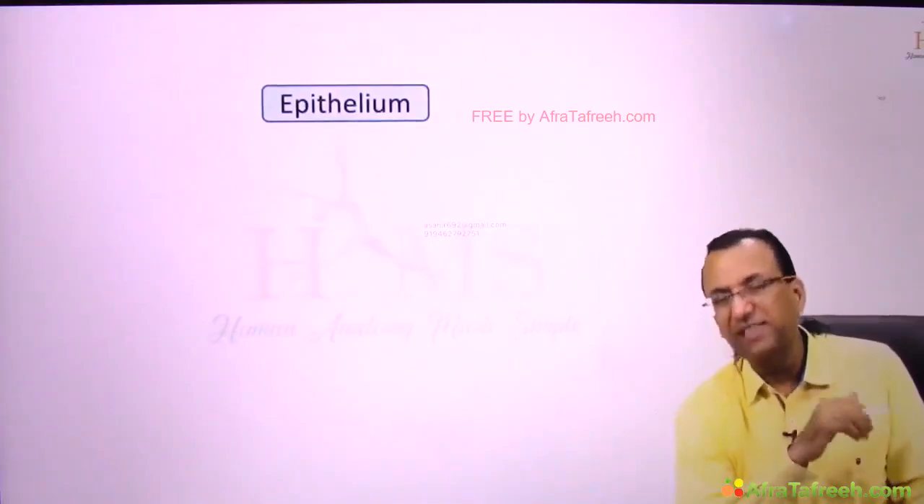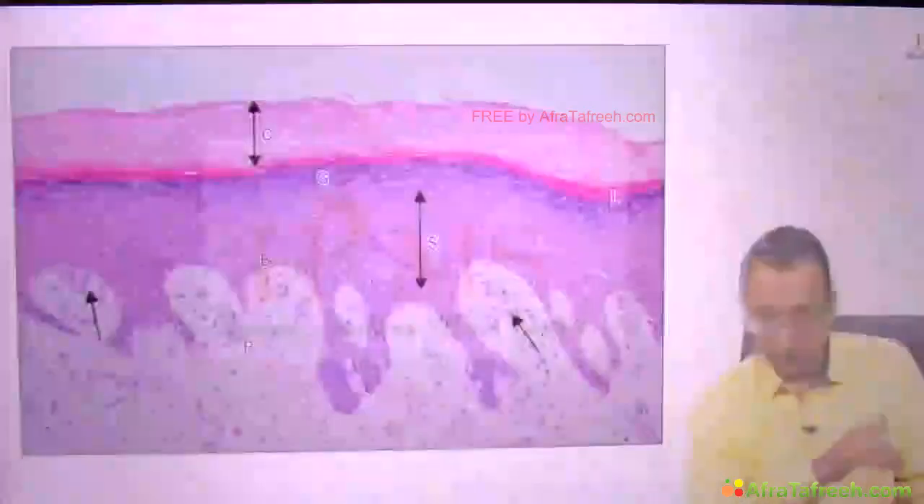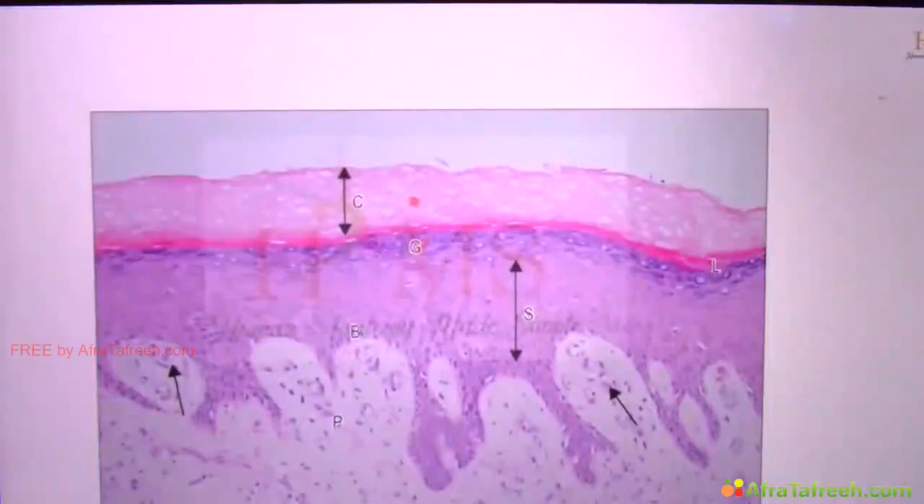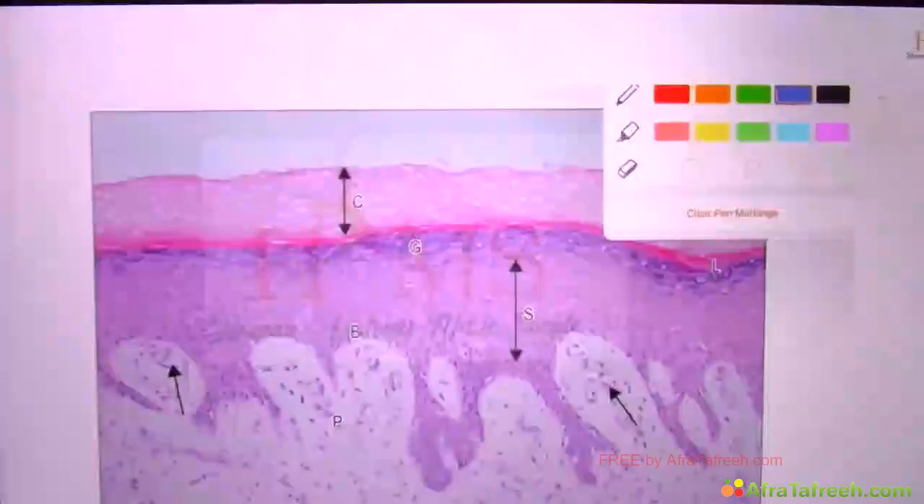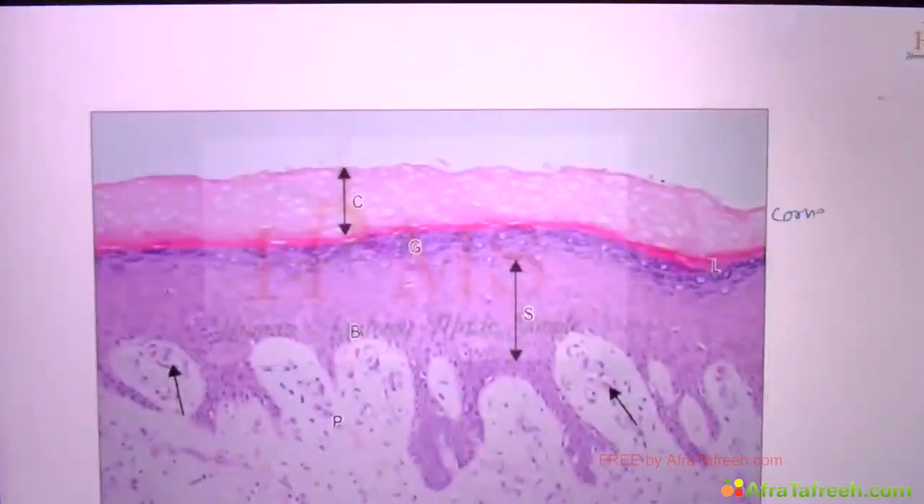Let us look at a histological picture. There'll be 5 layers in the skin epithelium. And what are the 5 layers? What is this C for? Stratum corneum, having some keratin fibers. Yes, stratum corneum.